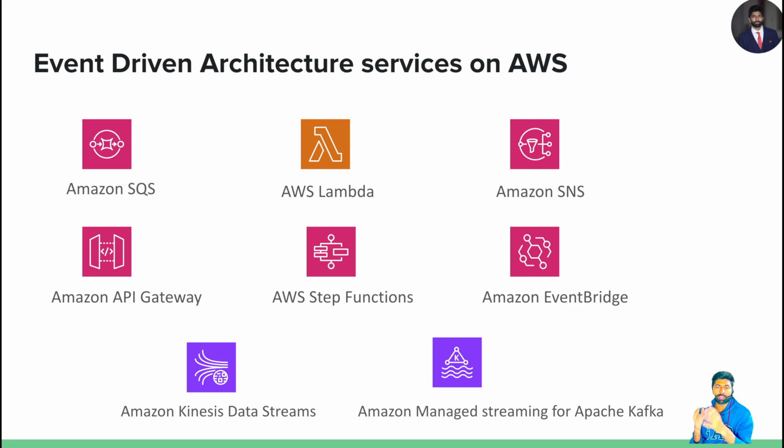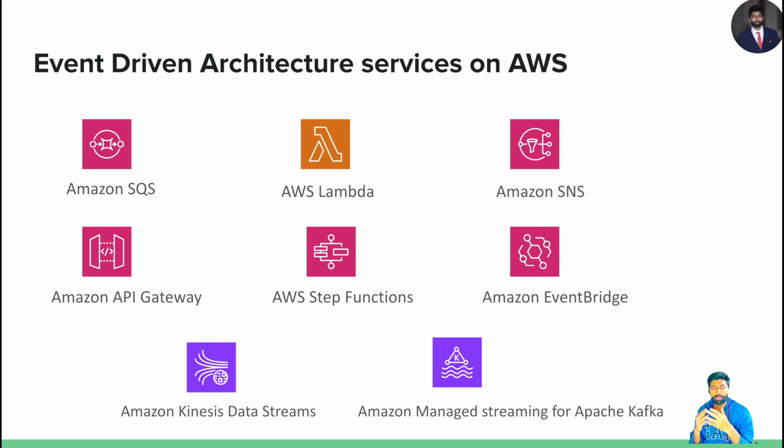It provides a way to define and execute complex state machine workflows, allowing you to design and manage event-driven workflows with ease. EventBridge is a serverless service that uses events to connect application components and allows you to build scalable event-driven applications. Amazon Kinesis Data Stream is a serverless streaming data service that makes it easy to capture, process, and store data streams at any scale.